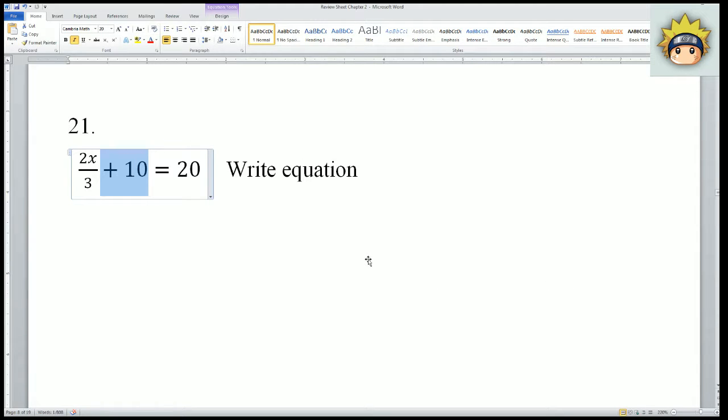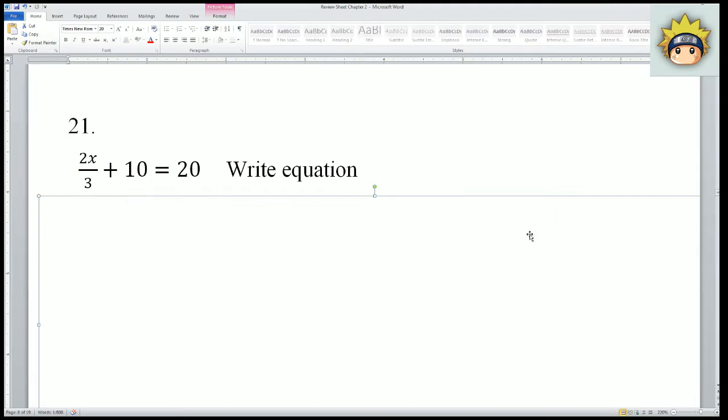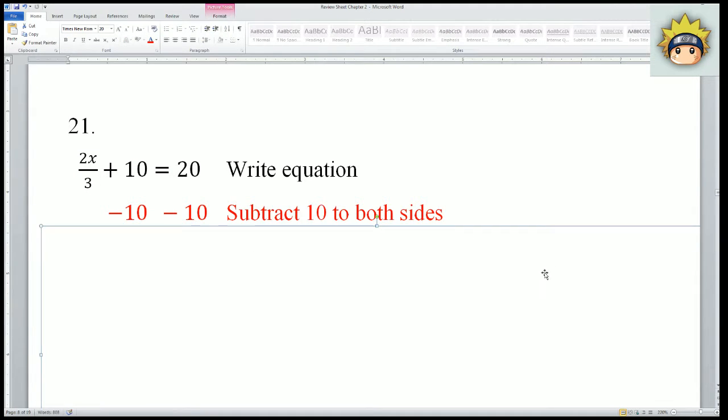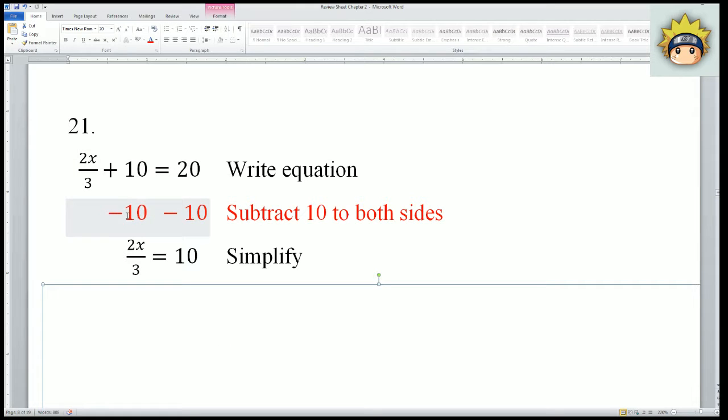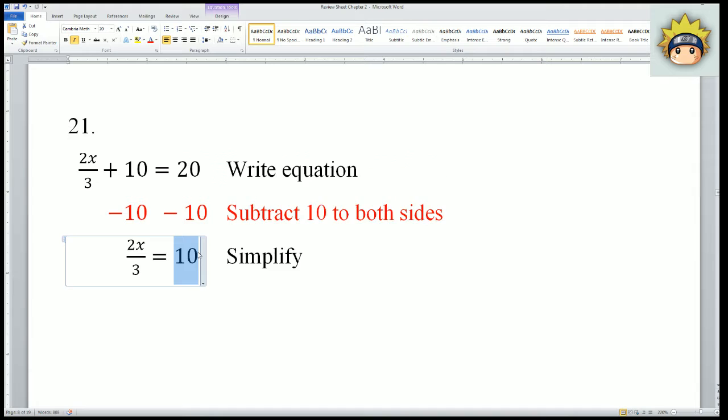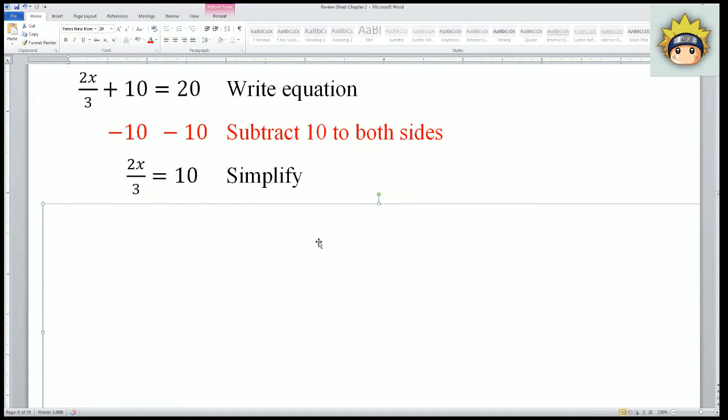The inverse of plus 10 is subtract 10. Subtract 10 from both sides. Once you subtract 10 from both sides, the left-hand side just becomes 2x divided by 3, because 10 minus 10 becomes 0. 20 subtract 10 just becomes 10. Now it looks a little bit more doable.